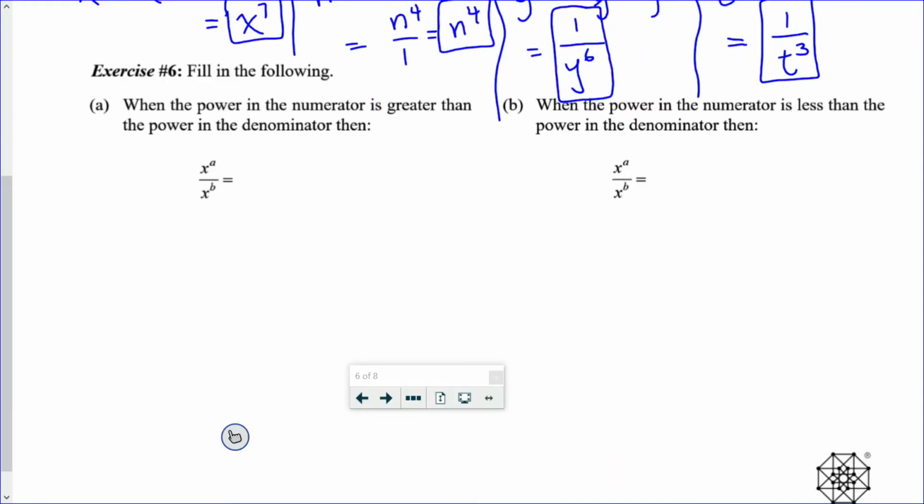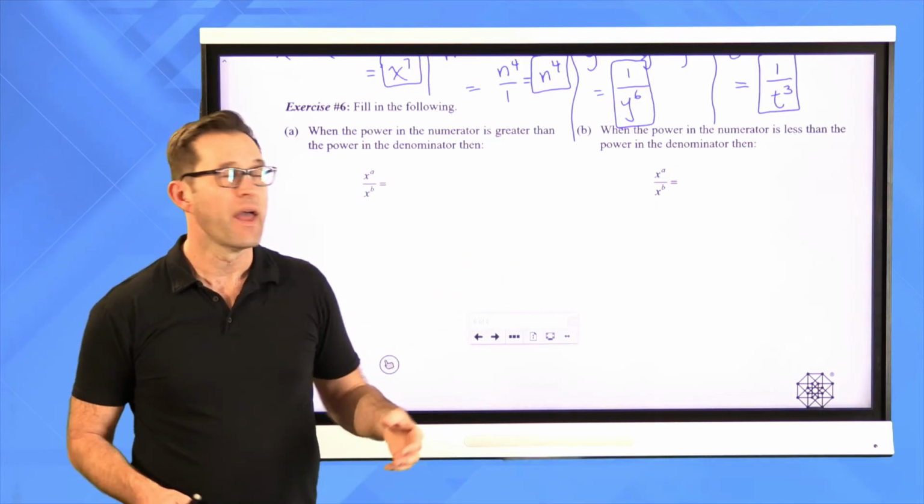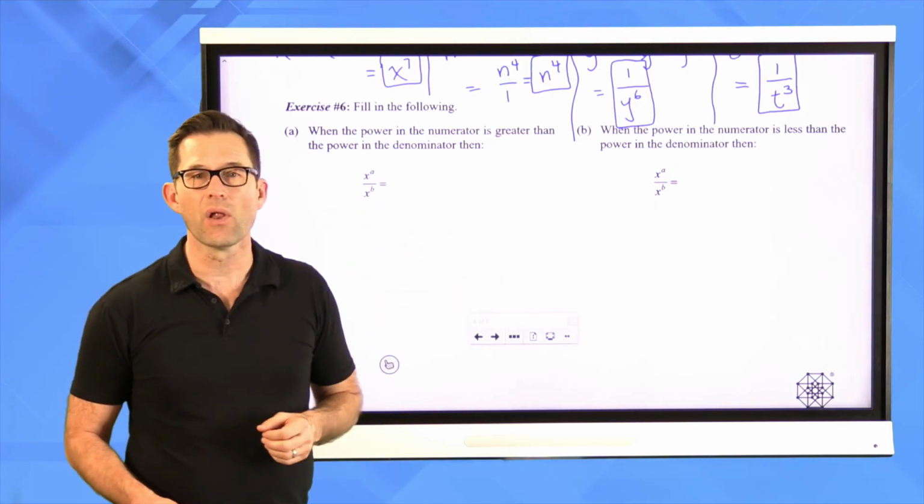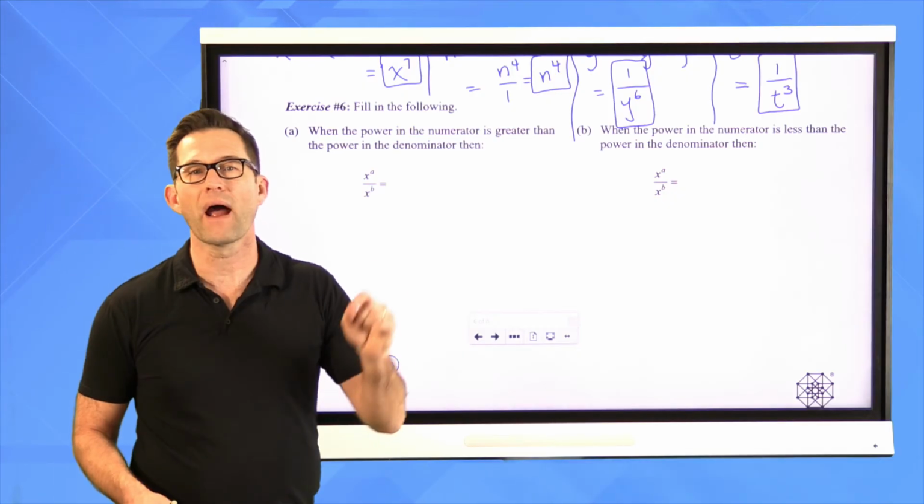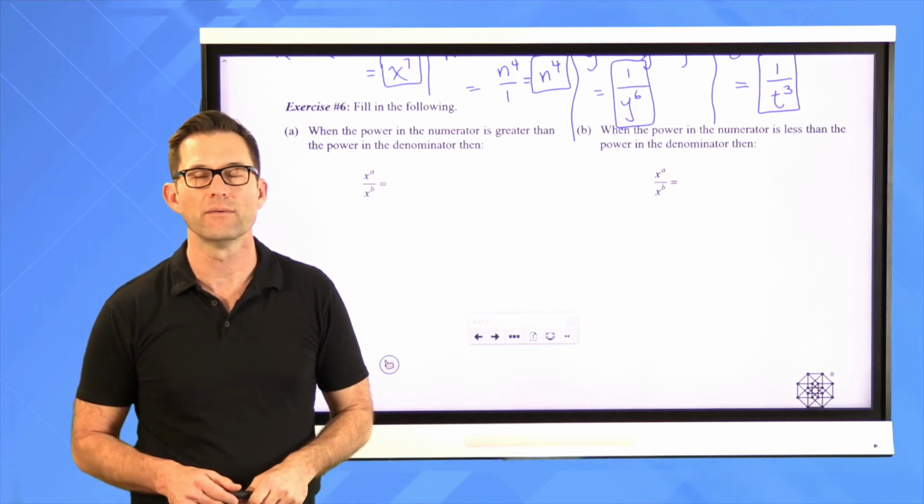Fill in the following. A, when the power of the numerator is greater than the power of the denominator, then what do we get? Well, look back at letter A and B and see if you can fill in this law for what we get when the power of the numerator is greater than the power of the denominator. Pause the video now.